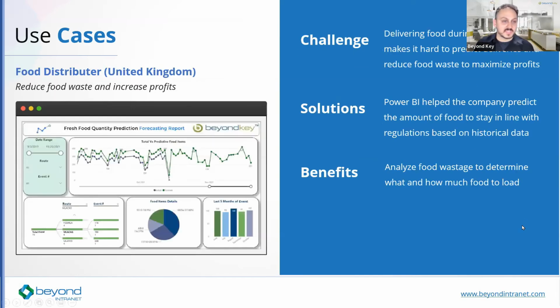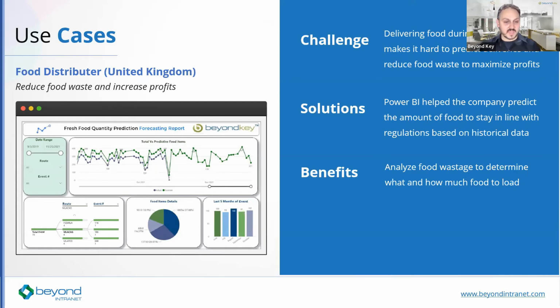The third use case is for a food distributor in the United Kingdom. And this organization wanted to reduce food waste. This is a huge operation challenge. Think about distribution and shipping. And think about the fact that if you're a distributor, you're sending food to different locations. So they were sending it out to grocery stores and to restaurants. And the challenge is that with the pandemic, it was hard to predict the deliveries.